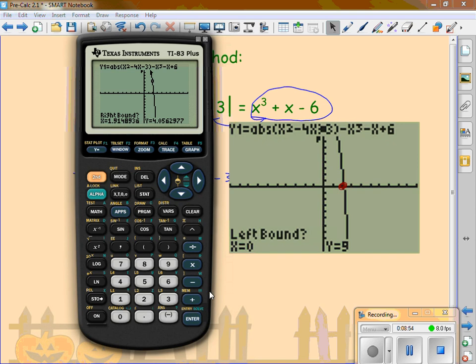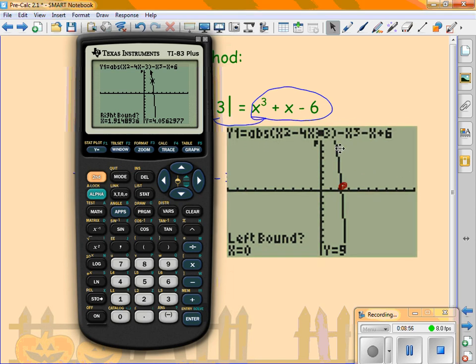And it should say now right bound. So you're telling the calculator a left bound is somewhere over here. I don't care where. Now you need to tell it somewhere over here. So I go past my x-intercept and press enter. You have now told the calculator my x-intercept happens in between here and here. I need a guess. Just move the little dot so it's close to the x-intercept and press enter.